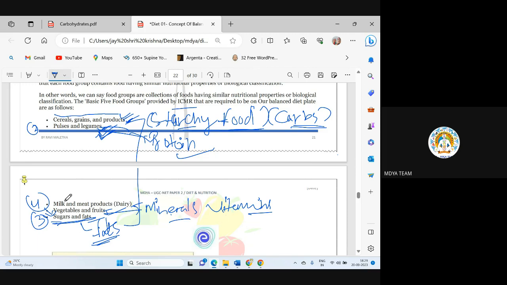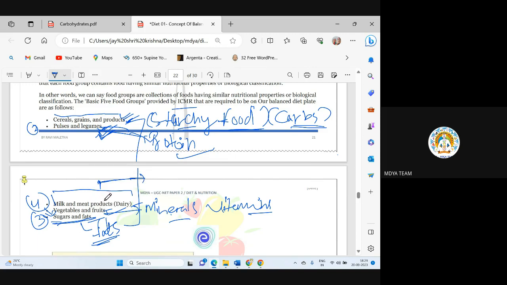Now, what about this fifth category, milk and milk products? Fat and protein, minerals. It is correct up to some extent. What is the main role of milk and meat products? If some nutrient is lacking in any of these categories, then if you are having milk and meat products, that deficiency will be covered.